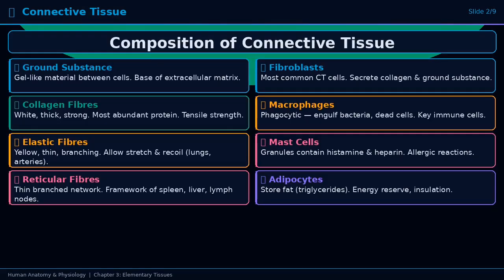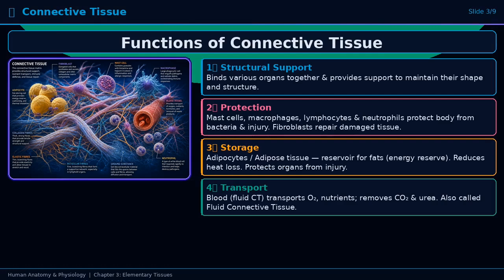First, the extracellular matrix, which includes the ground substance and protein fibers, such as collagen, elastic, and reticular fibers. Second, the connective tissue cells themselves, which include fibroblasts, macrophages, mast cells, adipocytes, plasma cells, and neutrophils. Connective tissue performs three key functions.